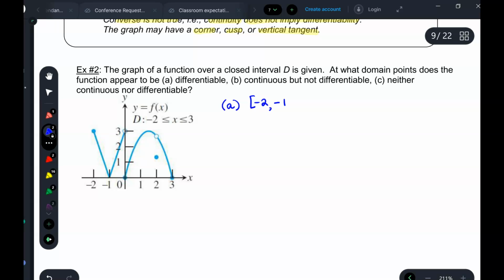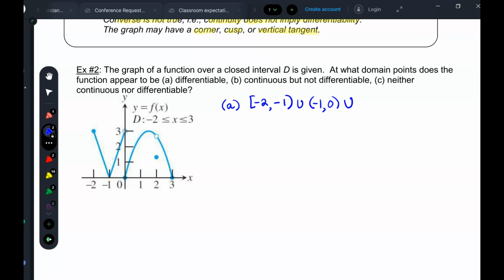So here's what I'm going to do. I'm going to put -1. I'm going to use parentheses for these. Okay, then we go from -1 to 0. We're not going to include 0 though, are we? No, because there's a discontinuity. We don't care what kind of discontinuity. It happens to be a jump, but it doesn't matter.